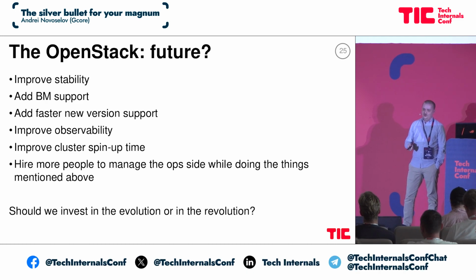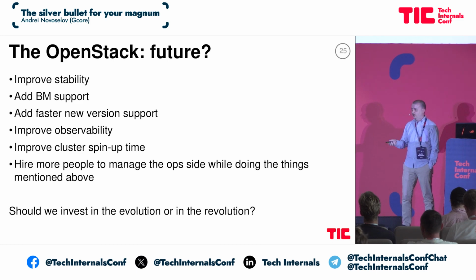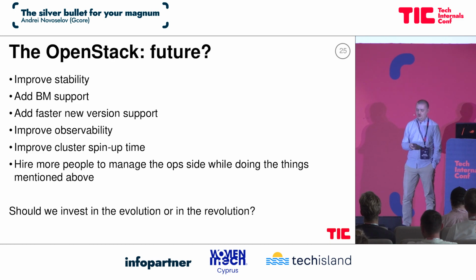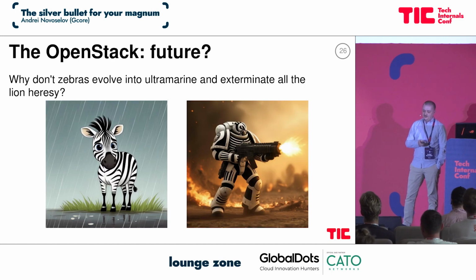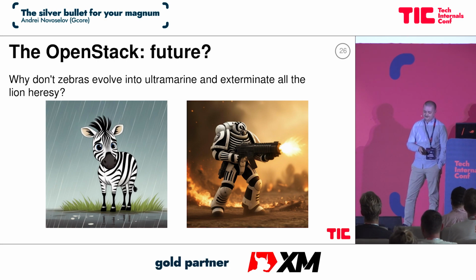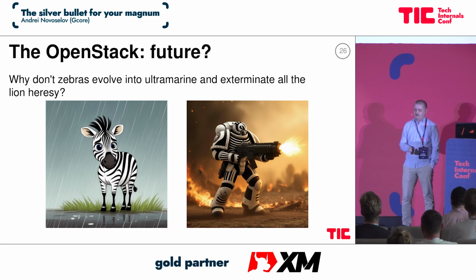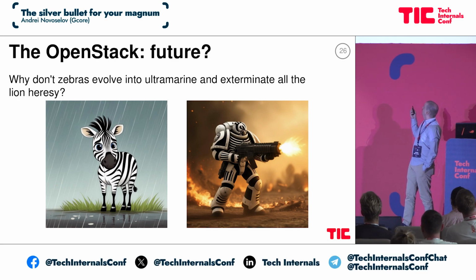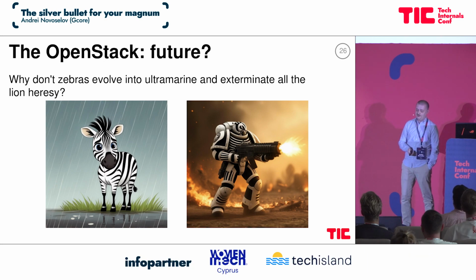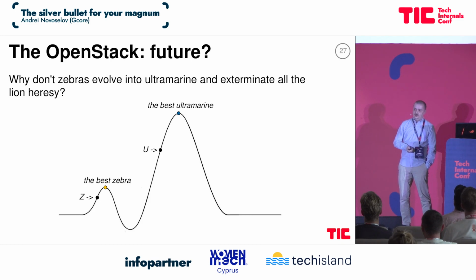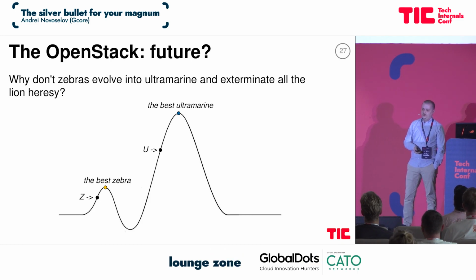So the question is, should we invest in the evolution of Magnum? Or maybe we should think about a revolution and change our orchestrator. So before answering that question, let's just talk about the evolution itself. So why don't zebras evolve into ultramarines and killer lions? Because ultramarines are obviously more efficient versus lions than the zebras which we have right now. And there's a problem in the evolution theory which is called the local extremum, or local maximum.